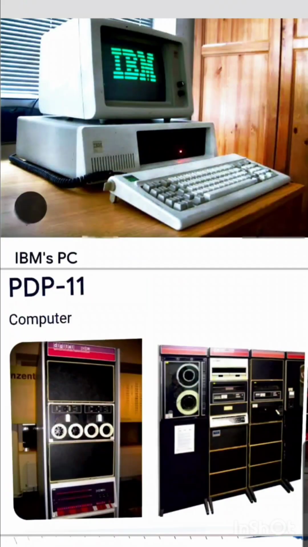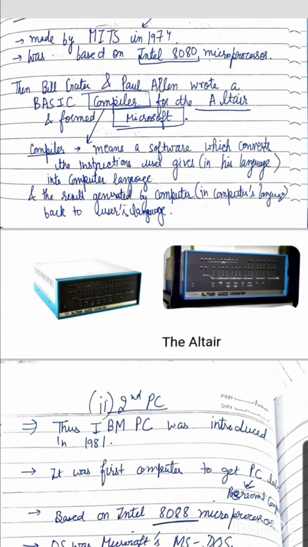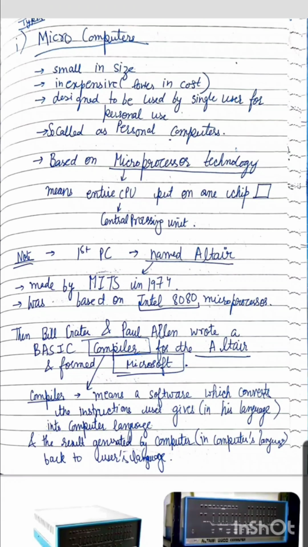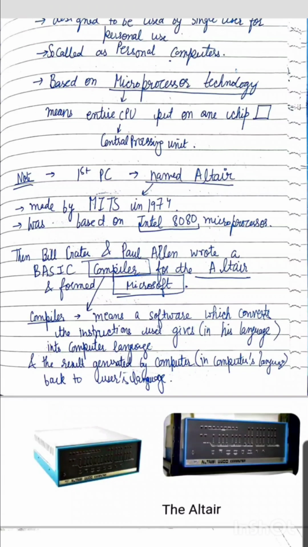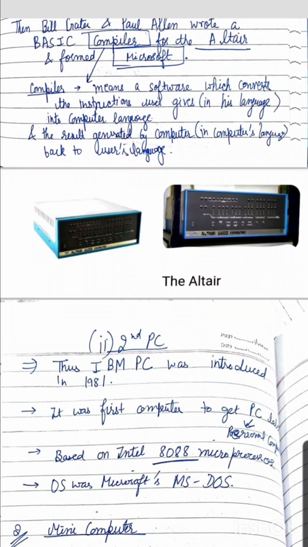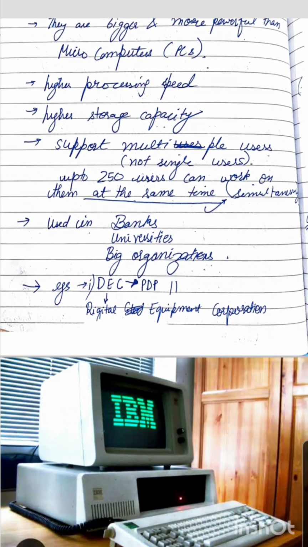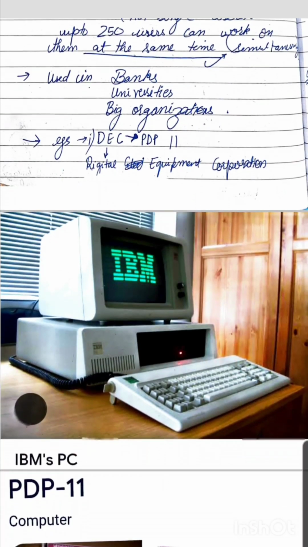So we have discussed the four categories of computers on the basis of size. We have the microcomputers, also called PCs. They are single user computers based on microprocessor technology, and examples include Altair and the IBM PC. After that we have the minicomputer, which is more powerful and bigger than the personal computer, and around 250 users can work at the same time. They are used for big organizations like banks and universities, for example the DEC PDP 11.